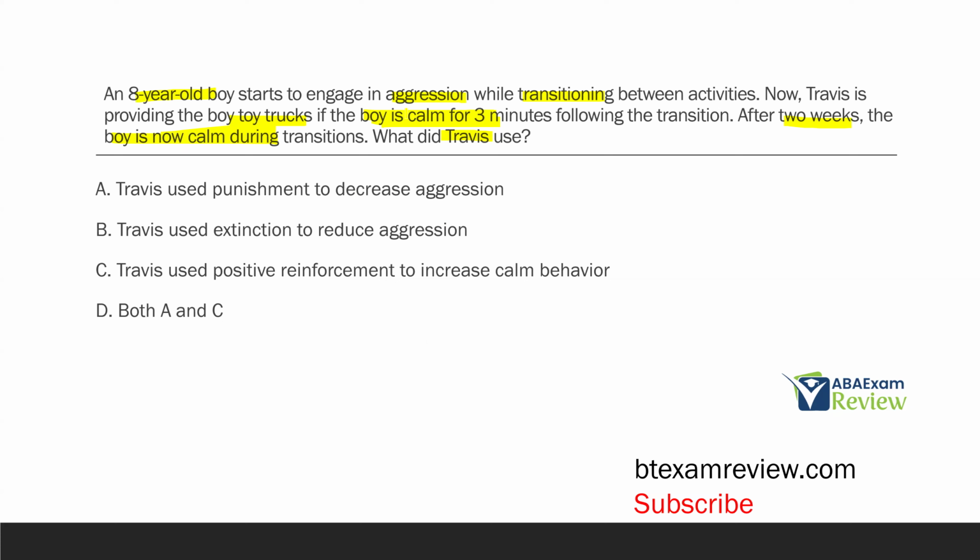We're talking about giving the toy trucks for being calm, which led to calmness increasing. So Travis was using positive reinforcement to increase calm behavior. Travis did not use punishment. The only consequence we see here is giving the toy trucks. And the toy trucks led to an increase in calmness, which makes those positive reinforcement. And so Travis used positive reinforcement to increase calm behavior.